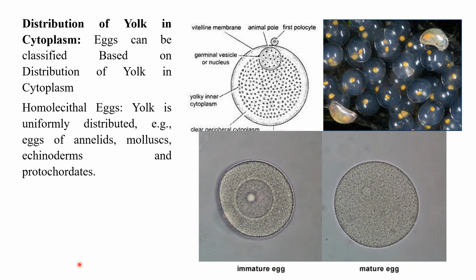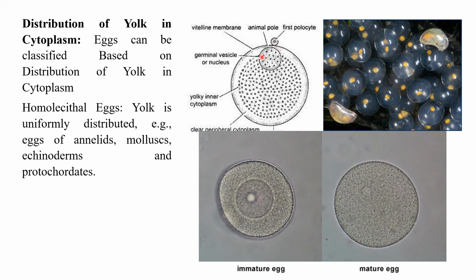The next classification of egg is done on the basis of the distribution of yolk in the cytoplasm, how yolk is distributed in the cytoplasm. Based on that, they have classified the ovum into several kinds, and let us look into them one by one. The first one is the homolecithal egg. Homolecithal egg is the egg in which the yolk is uniformly distributed in the cytoplasm.